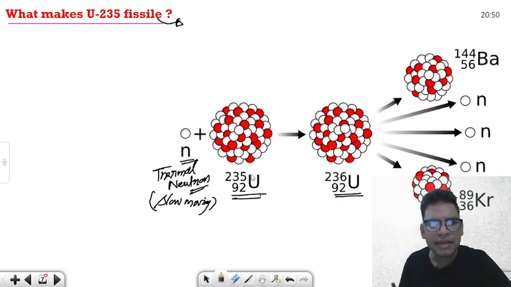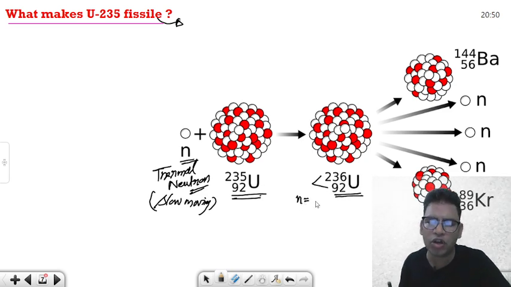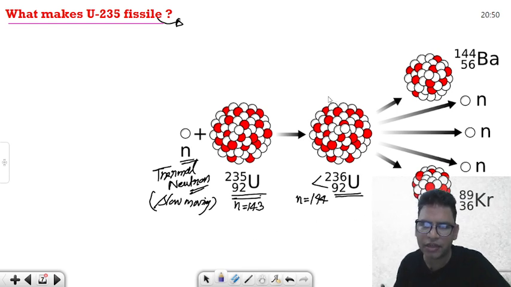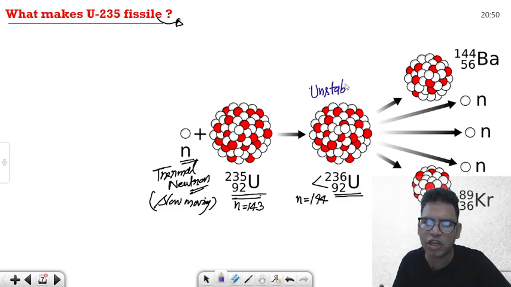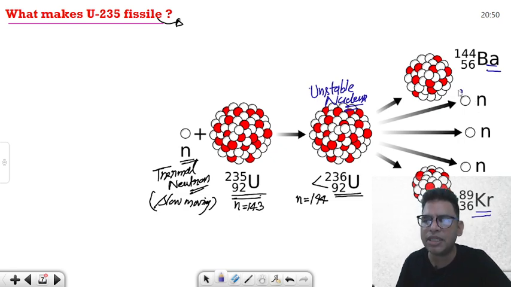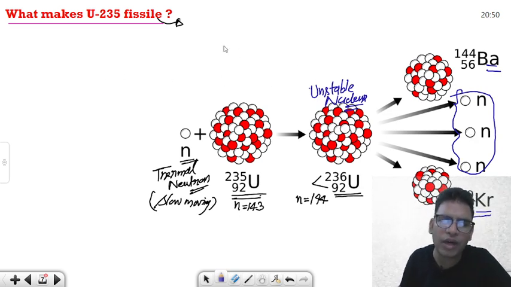This slow moving neutron will convert this into uranium 236. If you remember, this number 235 is the mass number, and 236 means one more neutron is there. The number of neutrons now is 144, and here the number of neutrons was only 143. And what happens now? This uranium 236 is an unstable nucleus, right? And this is split into chromium and barium, and apart from this, it also releases 3 neutrons.